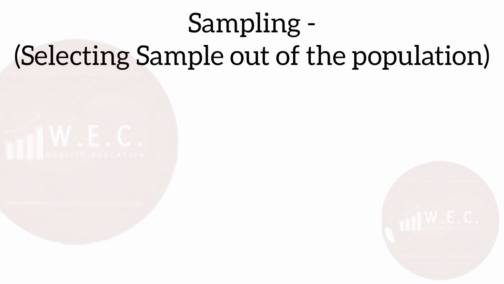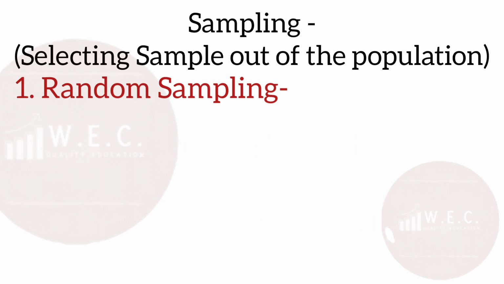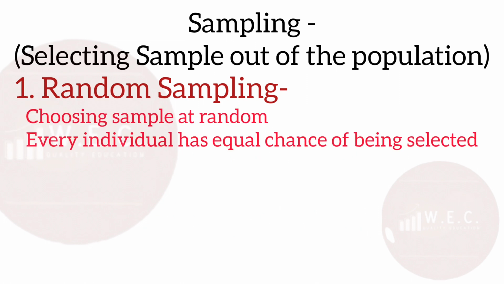Now, the question is how do you do the sampling? There are two main types of sampling, random and non-random. When we choose individuals from the population at random, then it is called random sampling. In random sampling, no rule is being followed. Everyone has an equal chance of being selected. It is like a lucky draw contest where winners are selected randomly out of the participants.